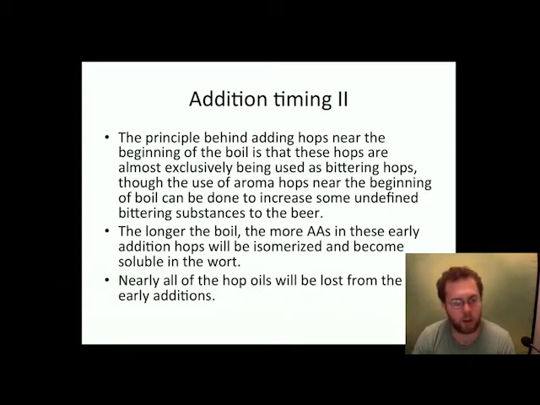This can give you certain other flavors, other bittering substances that you don't find as much in just what's considered bittering hops by themselves. The longer the boil, the more of the alpha acids will become isomerized and become soluble in the wort. So if you put them in at the beginning, you're getting almost all of them out at the end of the boil, and nearly all of the hop oils will be lost at this addition. So even though you added some of those aroma hops, a lot of the oils will have gone away by then.